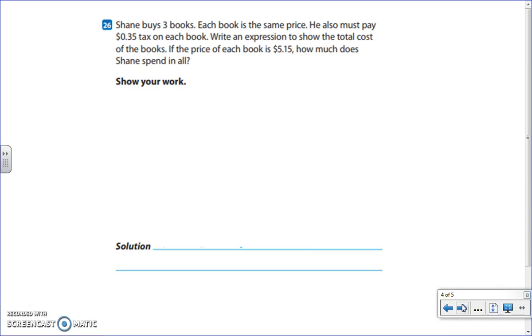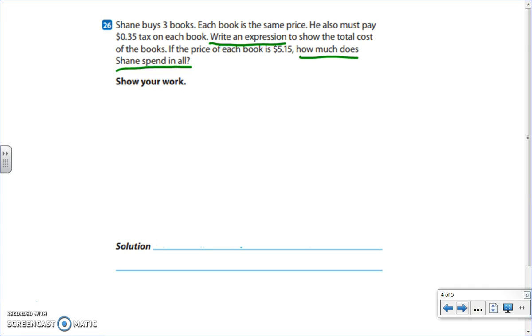Shane buys 3 books. Each book is the same price. He also must pay a 35-cent tax on each book. Write an expression to show the total cost of the books. If the price of each book is $5.15, how much does Shane spend in all? So again, we have 2 things that we need to do. We need to write an expression, and we need to know how much he spends in all.